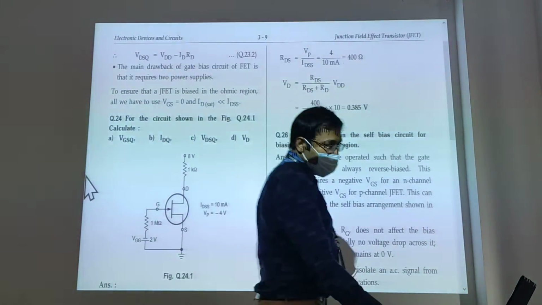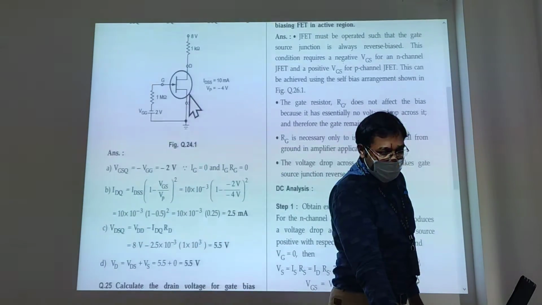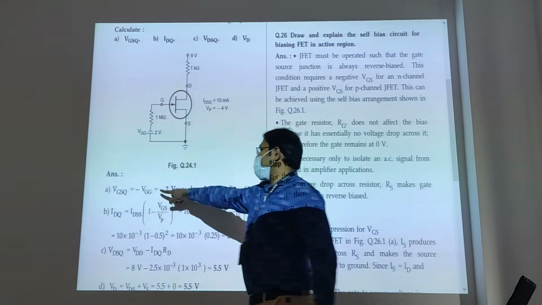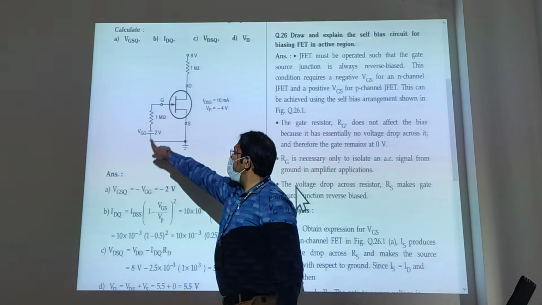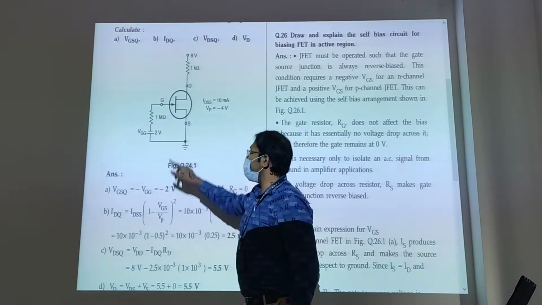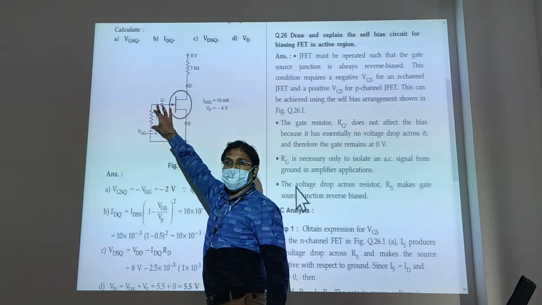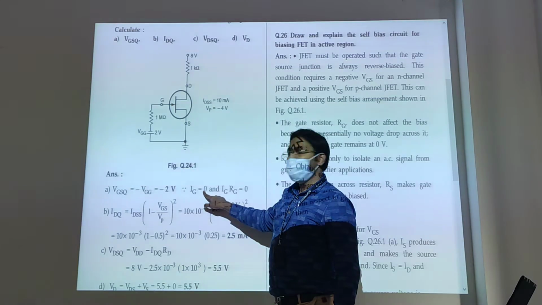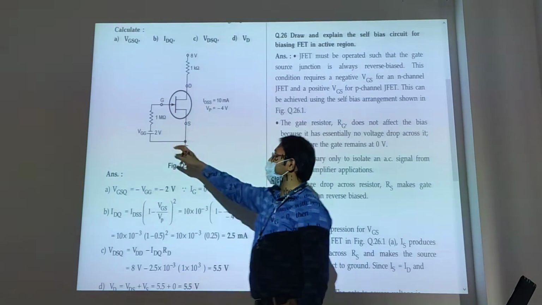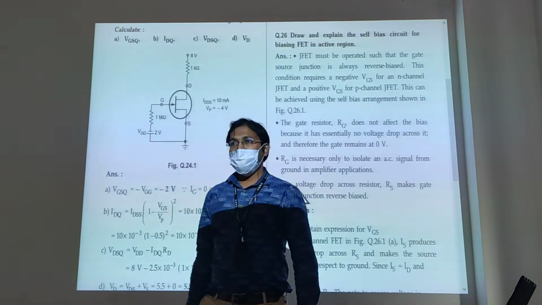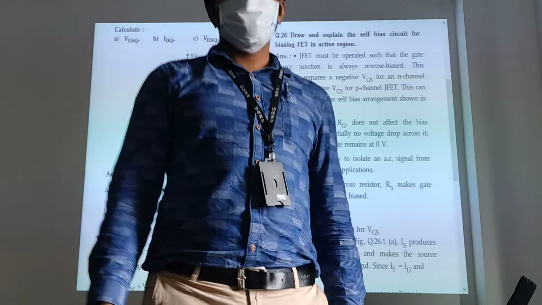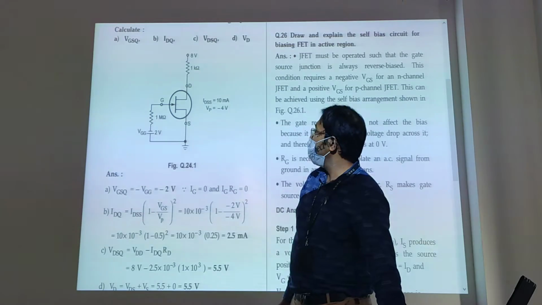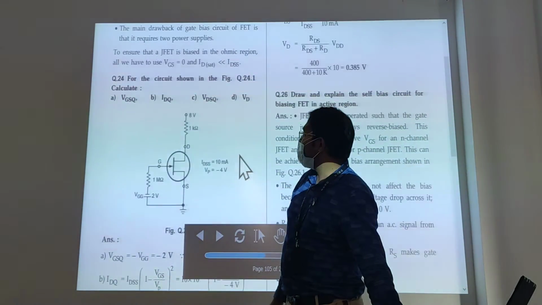So VGS will be minus VGG, so minus 2. The reason is that this voltage is 0. Why is that 0? Because IG is 0. When IG is 0, IG into RG, where RG is 1 mega ohm, is 0. Clear?